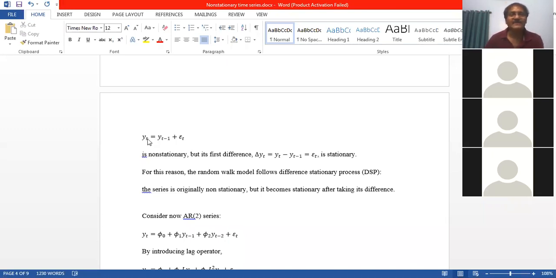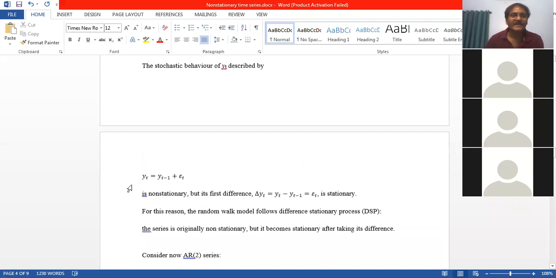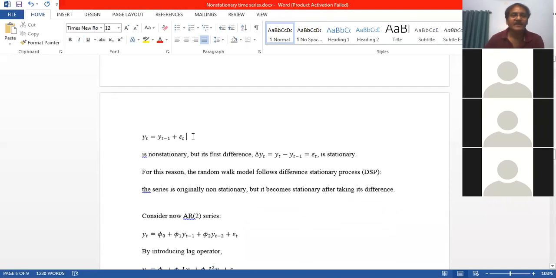So after taking first difference of the non-stationary series, it becomes stationary. Try to understand this point. If yt follows random walk, that is, if yt looks like this, it will be non-stationary. But if we consider the first difference of the series, it becomes stationary. Why? Because if you take first difference it is simply equal to epsilon t, and epsilon t by assumption is stationary. For this reason, the first difference of the random walk series is stationary.